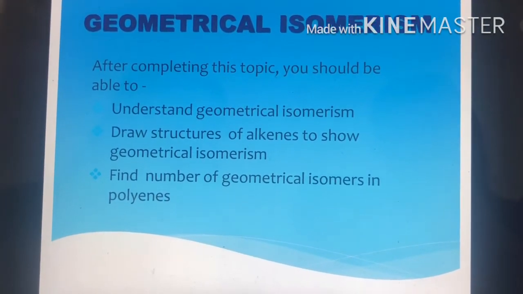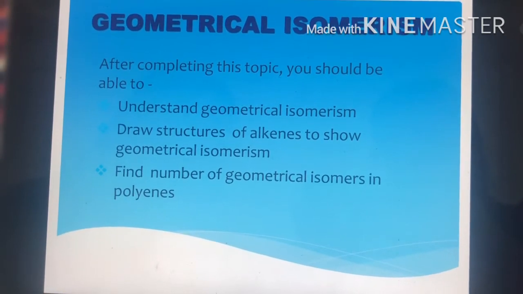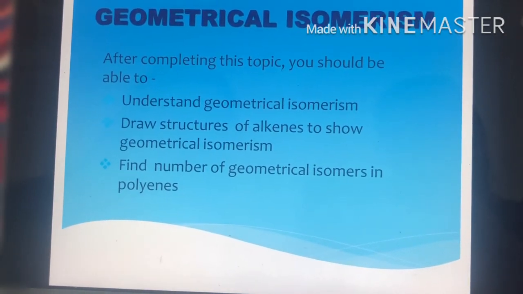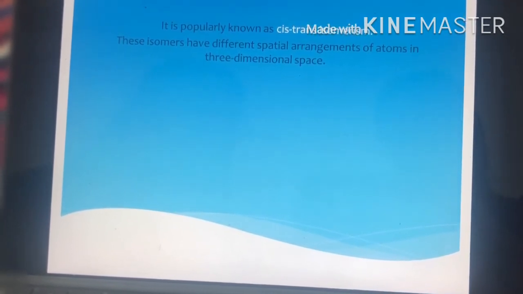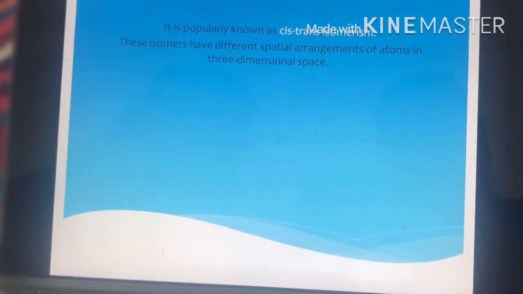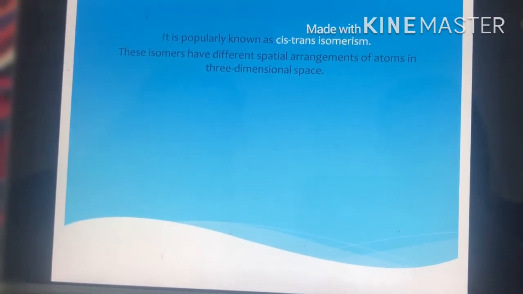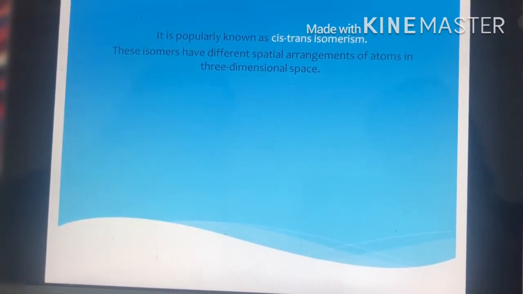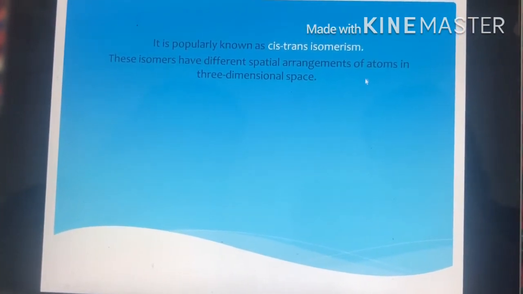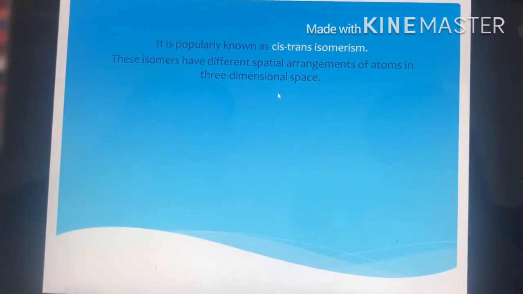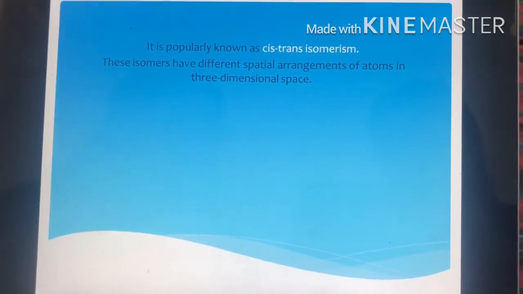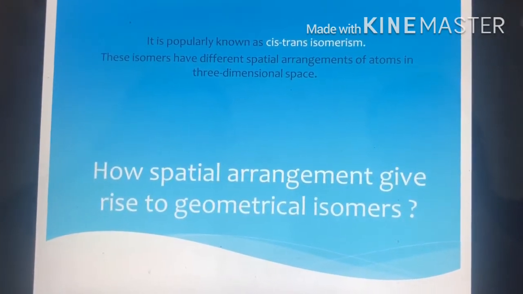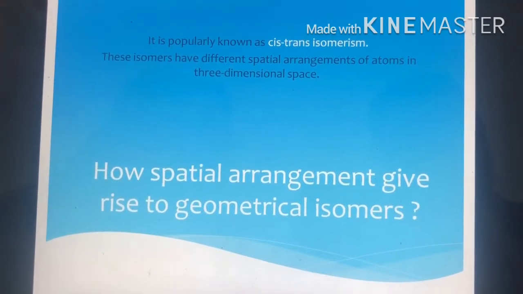So let's first start. What is geometrical isomerism? As the name indicates, geometrical isomerism is the change in the geometry of the molecule. But how does the change in geometry arise? Due to a change in the spatial arrangement of atoms in three-dimensional space. But then the question comes, how does the spatial arrangement difference give rise to geometrical isomerism?